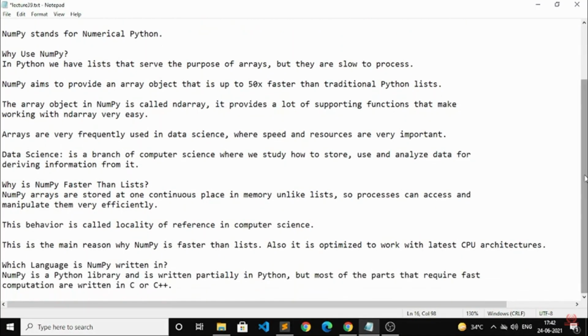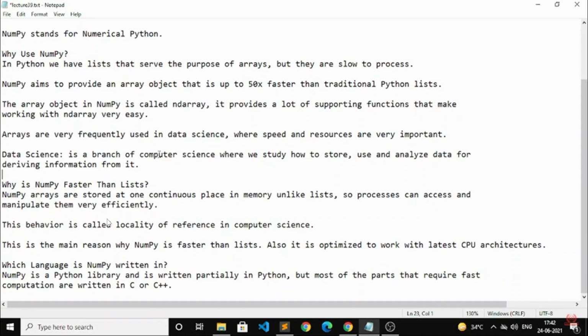It provides a lot of supporting functions that make working with arrays very easy. Arrays are very frequently used in data science, where speed and resources are very important, because in data science we have to work very fast. We cannot wait for each data to load. Data science is the branch of computer science where we study how to store and use analyzed data for deriving information.